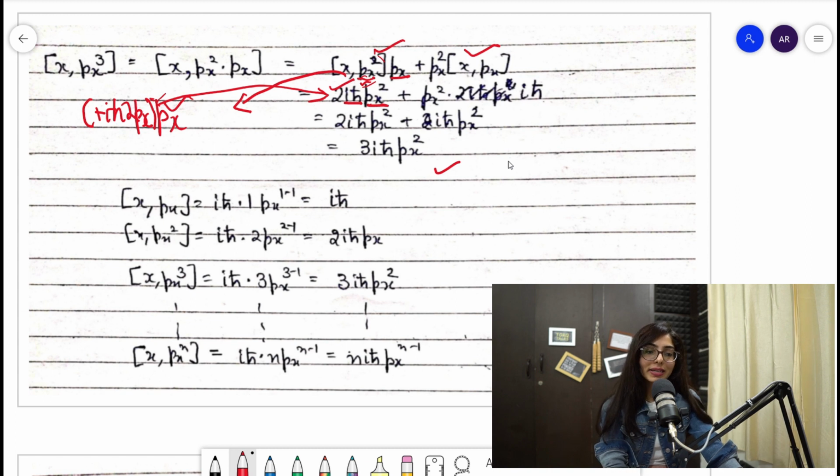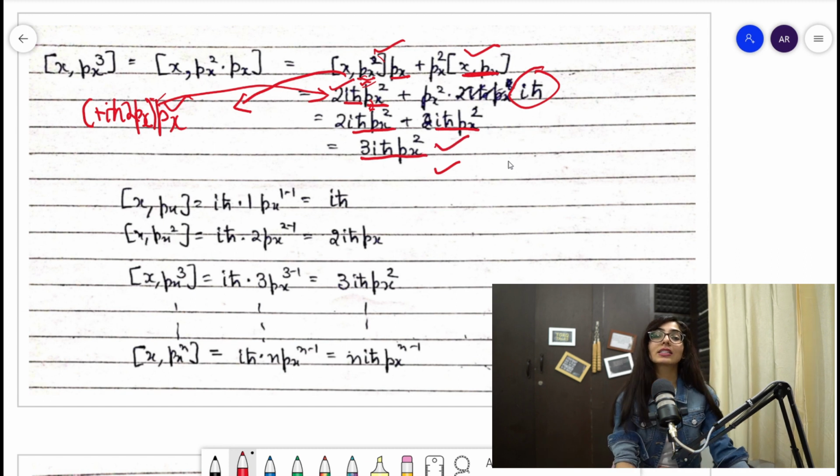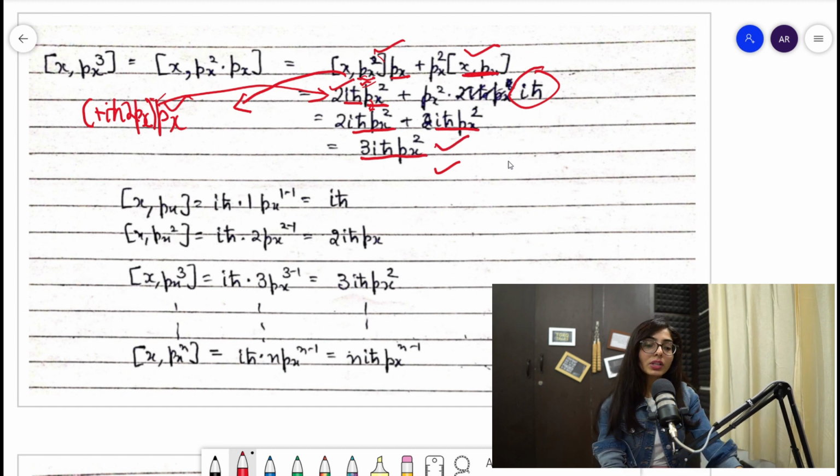Same with this one, px square is there, and xpx, you know, the value of xpx is ih cut. Clear? So it will become plus ih cut px square, and it will become 2 ih cut px square. So you know that these things are same only, ih cut px square, ih cut px square. So you will be adding it, and it will become 3 ih cut px square. I hope this thing is clear to you. Clear? So that is the answer.